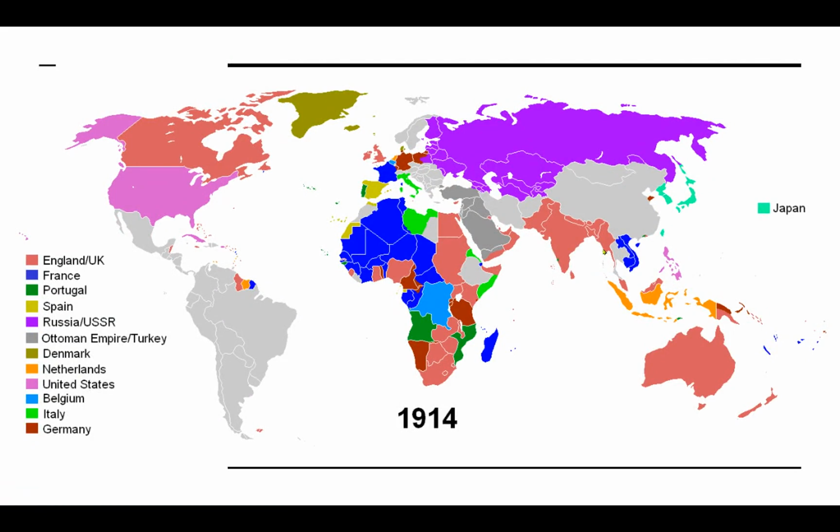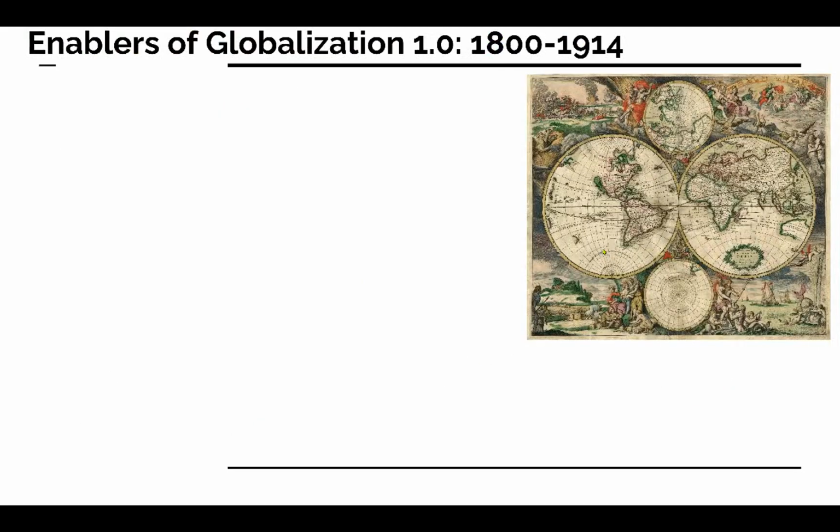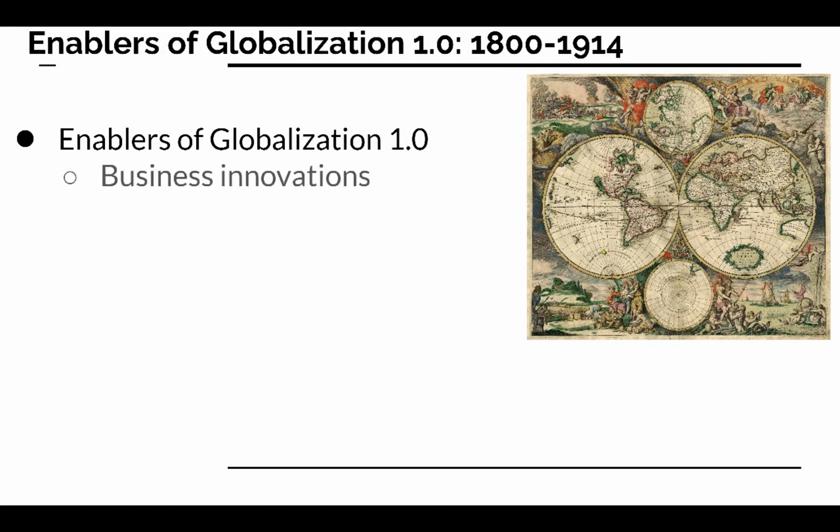And so this is what it's going to look like in a bit bigger picture by 1914. So that's what it was, what made it possible. We're going to have various categories of enablers. I know a lot of these are not going to sound exciting. I will do my best to make them as interesting as possible.